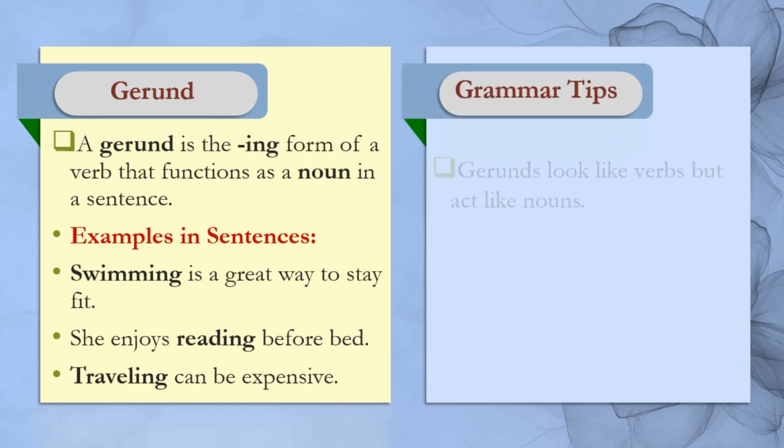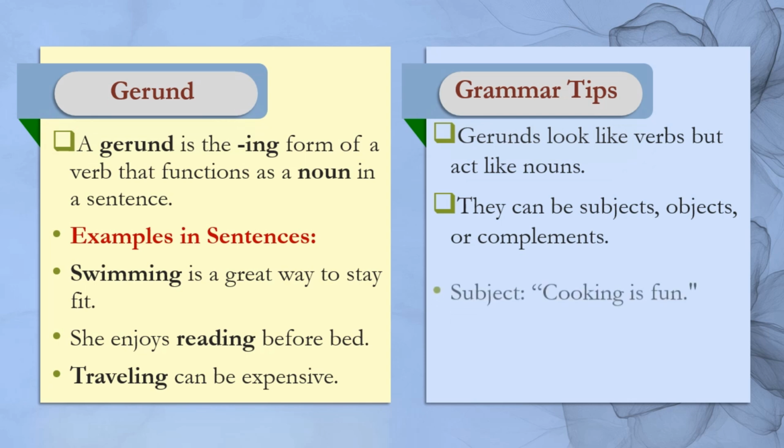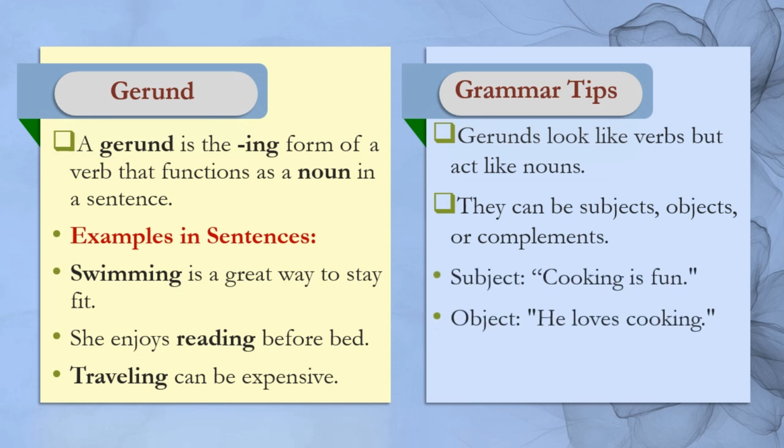Grammar tips: 3 key things to remember. 1. Gerunds are a verb's ing form but work as nouns. 2. They can serve different roles. As subject, cooking is fun. As objects, he loves cooking. As complements, her hobby is painting. So whenever you see an ing word acting like a thing rather than an action, that's a gerund at work.